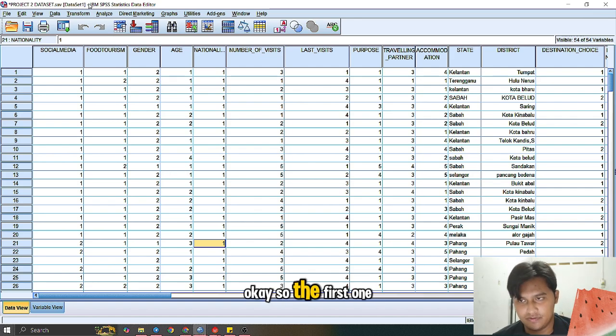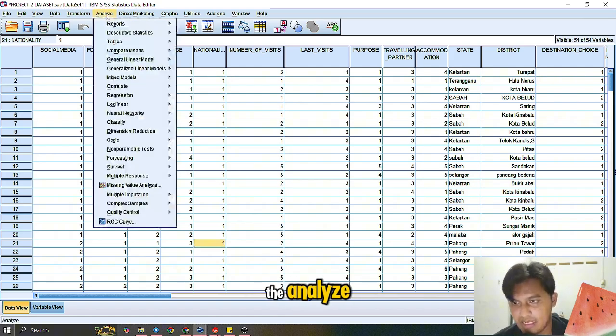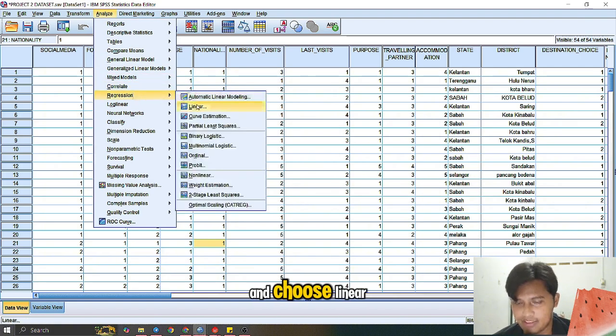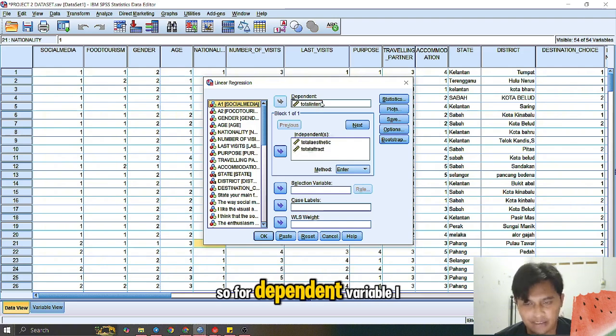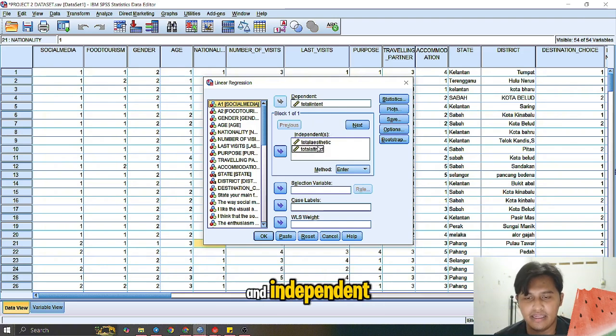Okay, so the first thing, we need to go to Analyze, then go to Regression and choose Linear. Here is the phase of the linear regression. You need to fill in the dependent and also the independent. For the dependent variable, I choose total intent, and for independent, I choose total aesthetic and also total attract.